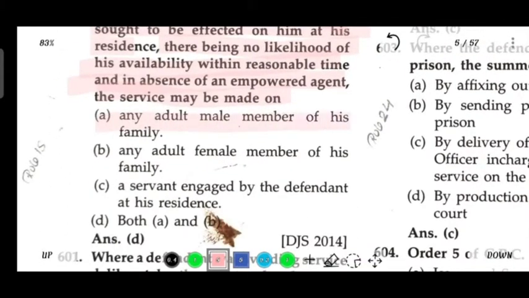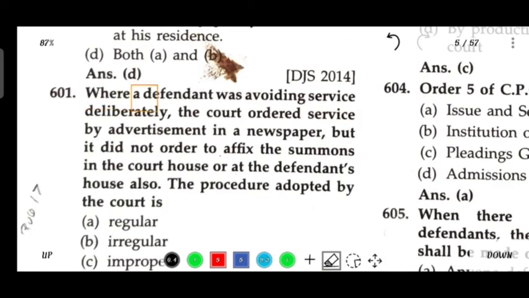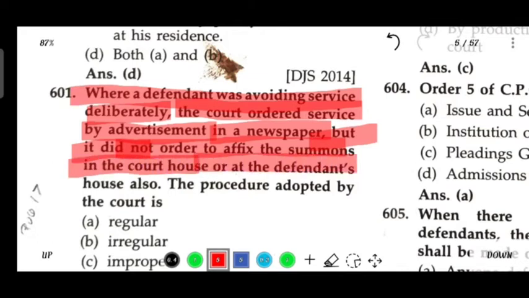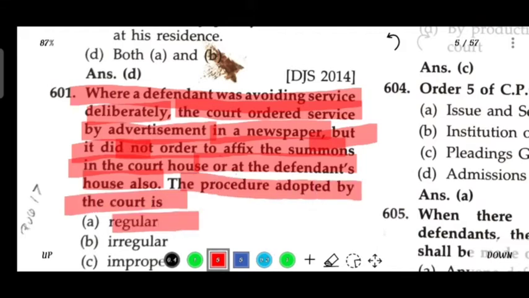any adult member of his family, any adult female member of his family. Where a defendant was avoiding service deliberately, the court ordered the service by advertisement in a newspaper, but it did not order to affix the summons in the courthouse or the defendant's house also. The procedure adopted by the court is regular.